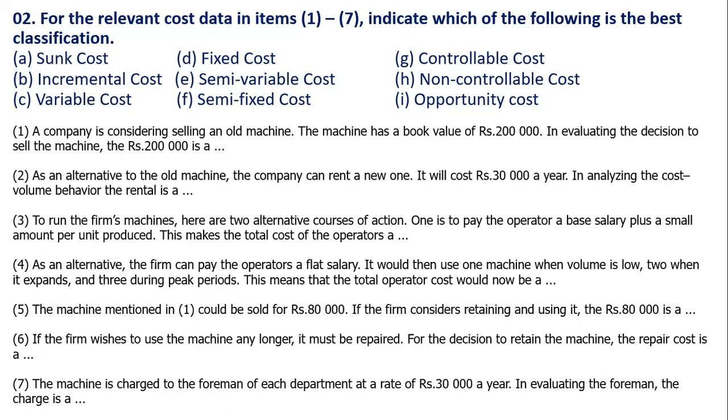Let's look at the first one together. So as we used to do, a company is considering selling an old machine, right? So you are now considering selling or disposing of one of your old machines. Then you found that the machine has a book value, or we call it the carrying amount, of 200,000. In evaluating the decision to sell this machine, what about this 200,000? What kind of cost is that? So if you have decided to get rid of it, you thought of disposing of it, in that decision, what is this 200,000?